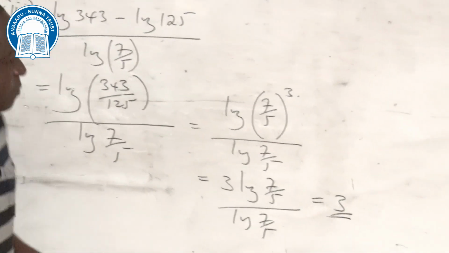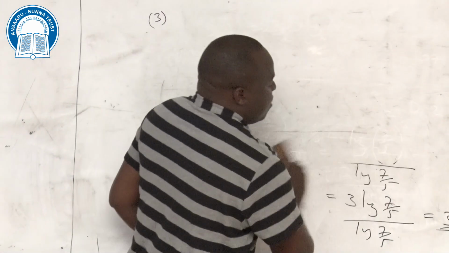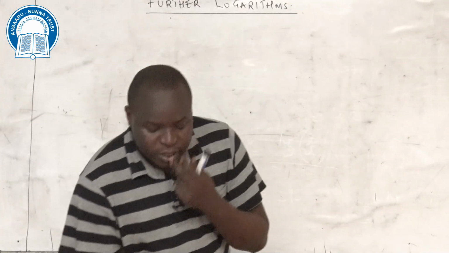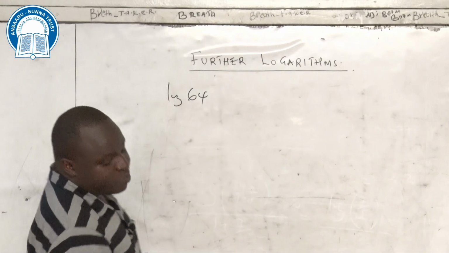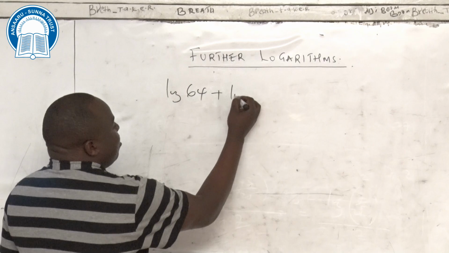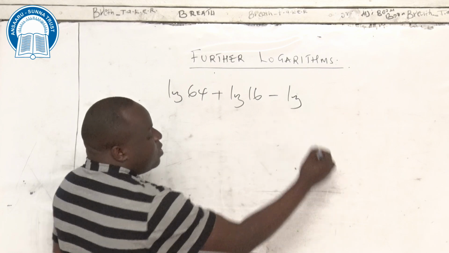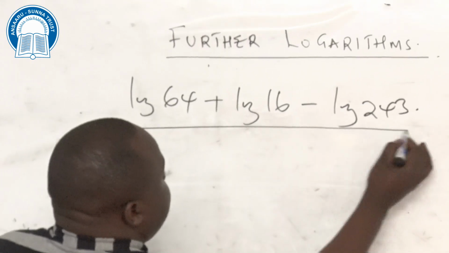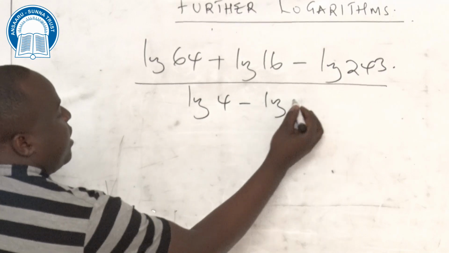Okay, one more example. I could have shown several examples, but because of time, I'll just show one more example, then we proceed next time. So one more example I'll show you is log 64 plus log 16 minus log 243 over log 4 minus log 3.